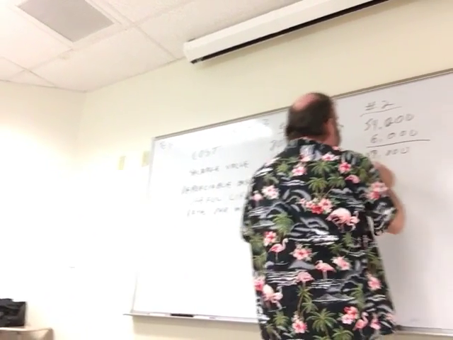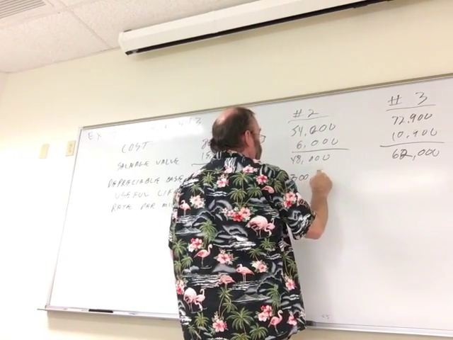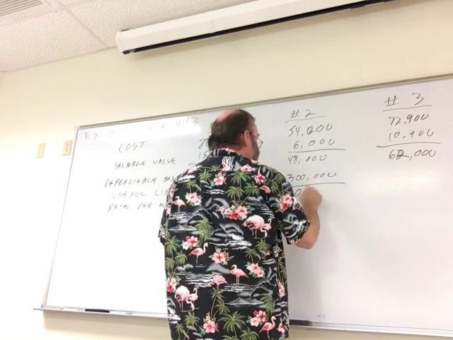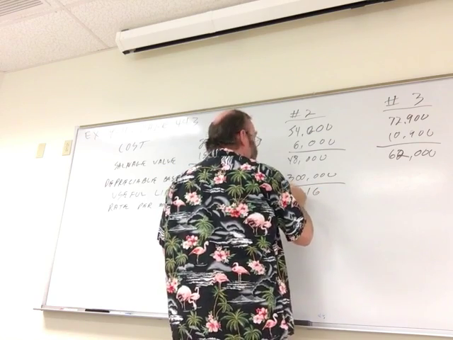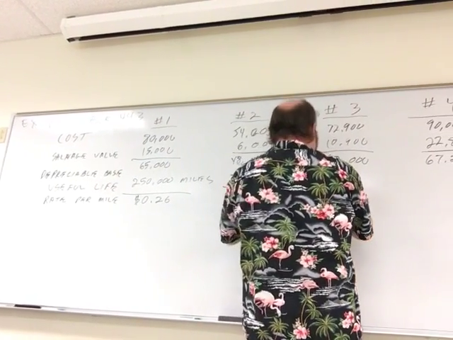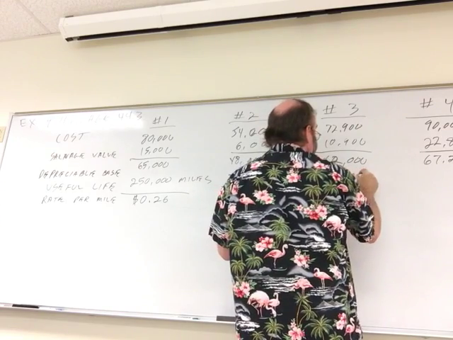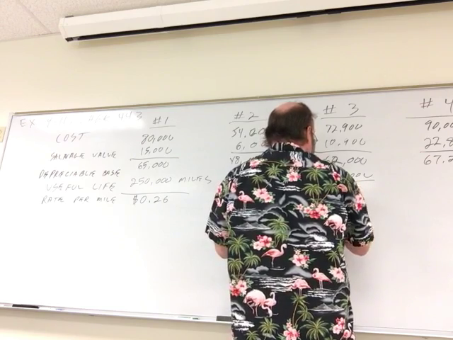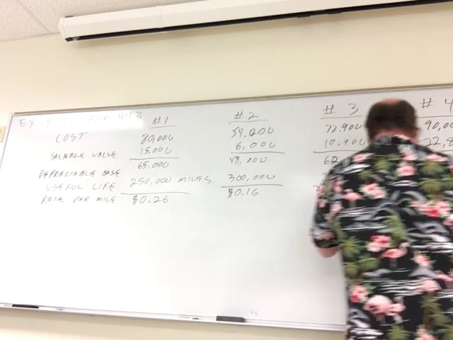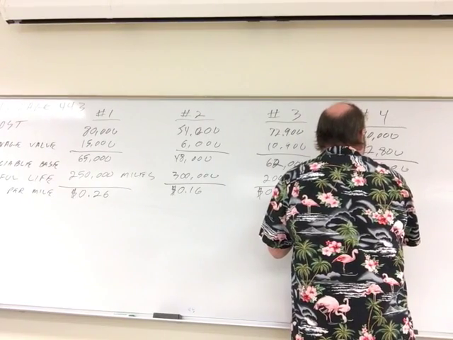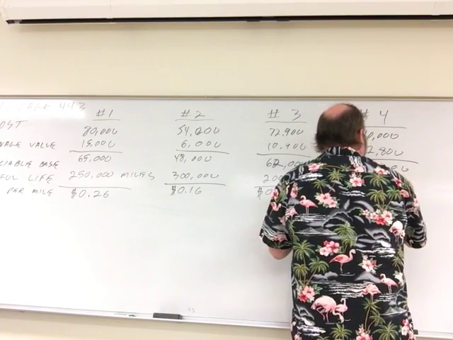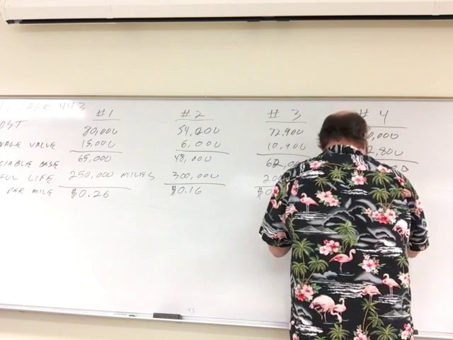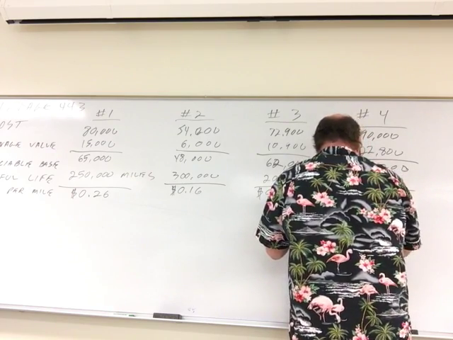Truck number 2, 300,000 miles, or a 16-cent rate. Truck number 3, 200,000, or a 31-cent per mile. Truck number 4, 240,000, or 28 cents per mile.